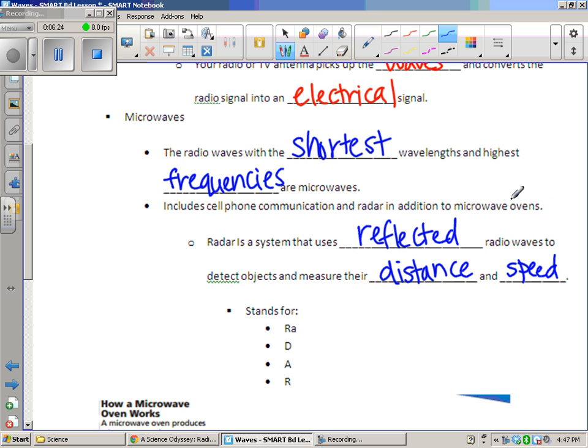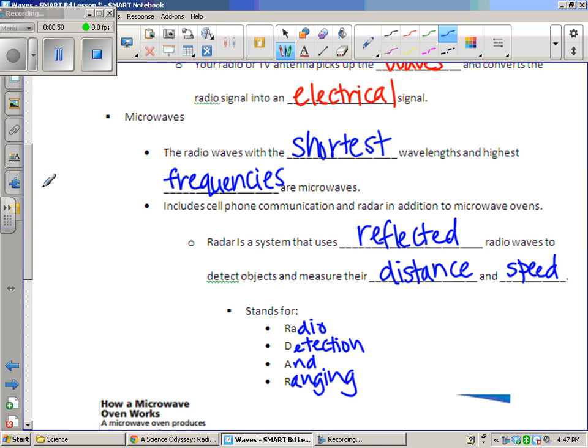So what does radar actually stand for? The RA in radar stands for radio. The D stands for detection. The A stands for and the last R stands for ranging.